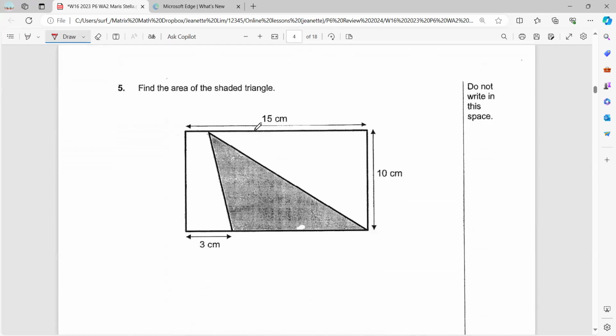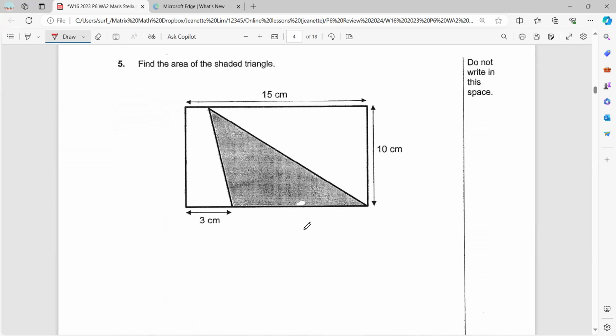Question 5, find the area of the shaded triangle. Now, area of triangle is half times base times height. The base is this part here. So let's find the base, which is 15 minus 3, 12. Base is 12. What is the area?